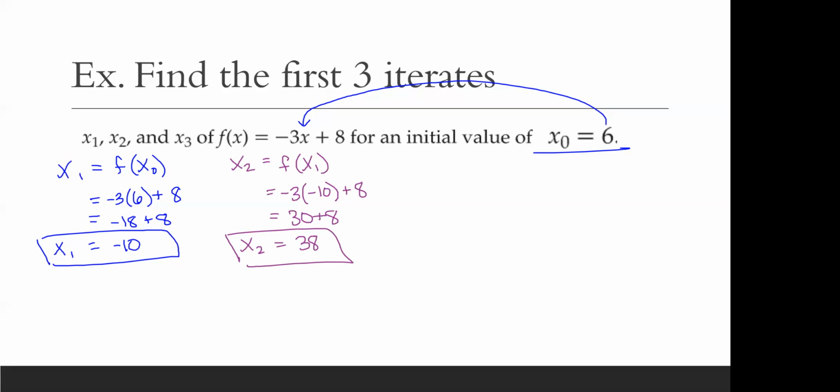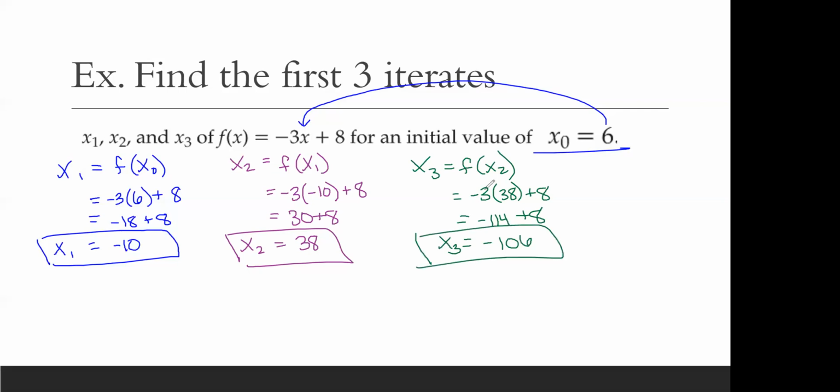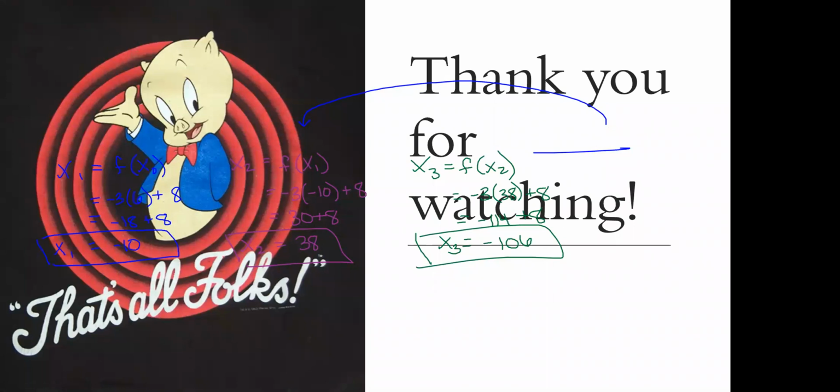And then finally, my third iterate would be x sub 3 is equal to the function of x sub 2, which I just figured out was 38. So now I'm plugging in 38 in for x. So that's negative 3 times 38 plus 8. So negative 3 times 38 is negative 114, plus 8 is going to be negative 106. That's my third iterate, okay? So you need to find the first one in order to find the second, in order to find the third, okay? And that's all for this lesson.